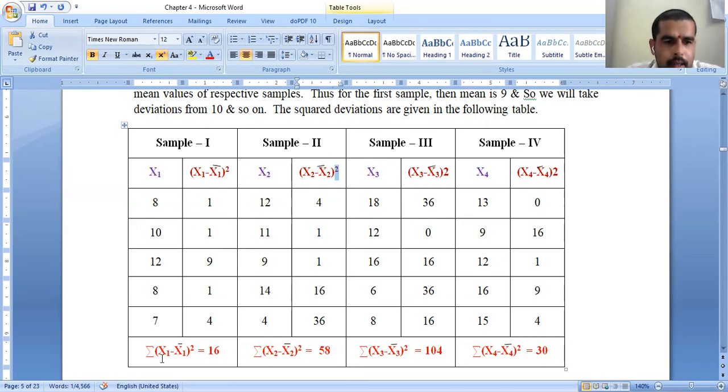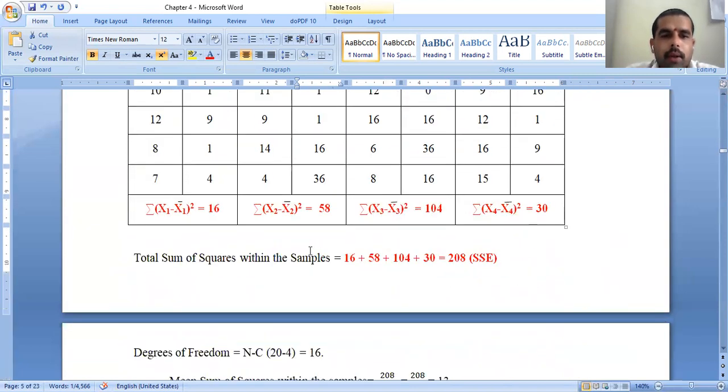That is 16, sigma X1 minus X bar 1 whole square. Sigma, in the sense, this symbol we have to write. Why? Because we are doing the total here. 1 plus 1 is 2, 2 plus 9 is 11, 12, then 4. That is 16 here. You got 16. The same case applies for sample 2, then sample 3, sample 4. Then you will get 16, 58, 104 and 30.